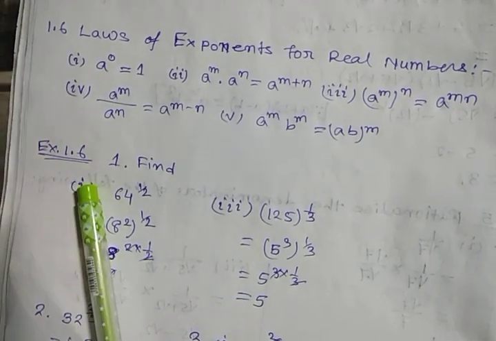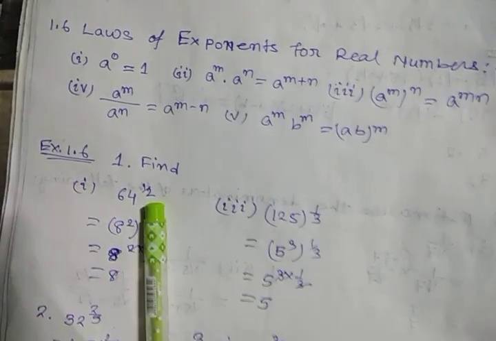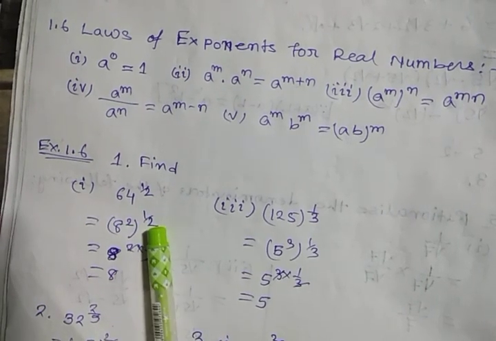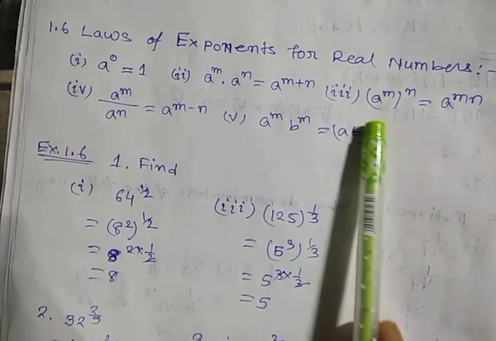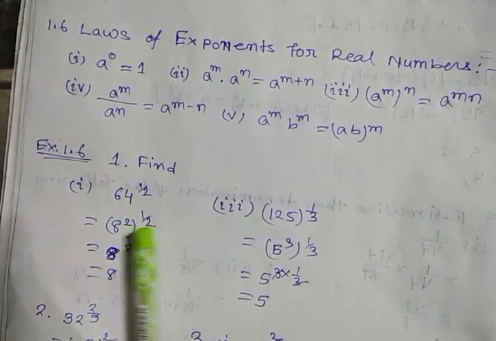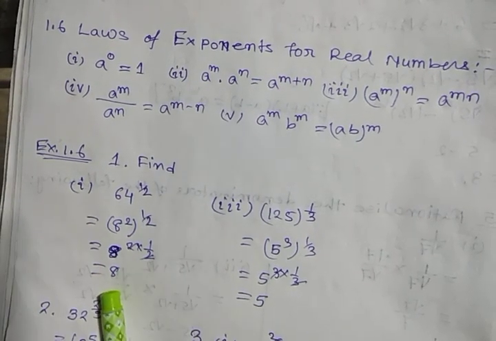Now we will apply. Exercise 1.6, question number 1. Find 64 to the power half. 64 we can write as 8 to the power 2, and it is to the power half, and we already know a to the power m to the power n means a to the power mn. So we can take the product. So 8 to the power 2 into half, the 2 cancels. So 8 to the power 1 means 8.